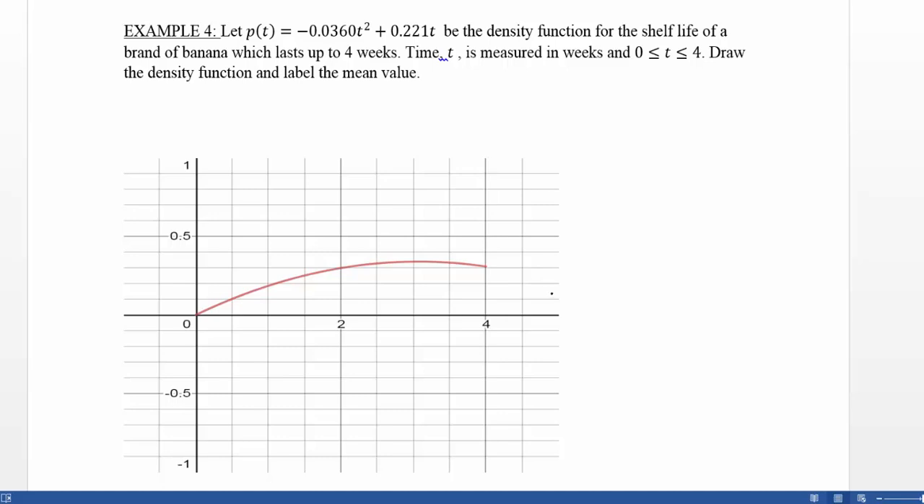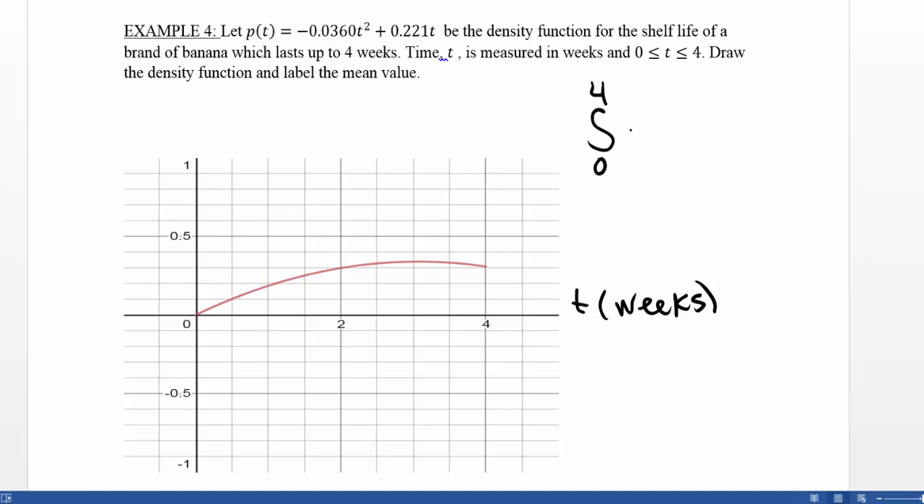So I've graphed the function here. We said that time is going to be in weeks. So the probability that the banana is still good is given on the vertical axis. We're looking for the mean time that a banana has a shelf life, so how long it stays good for. Again, when we're calculating the mean, we're taking the average of all possible values to figure out which is most likely. So what's happening here is we set up our integral over the bounds from 0 to 4.